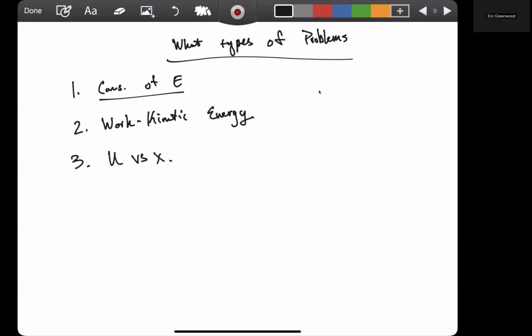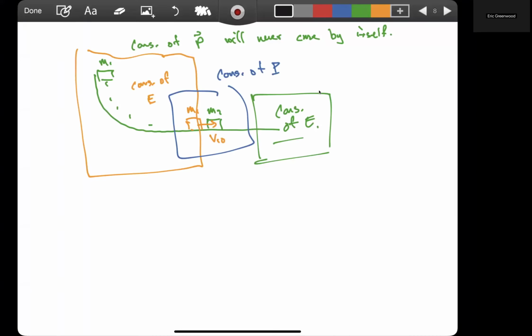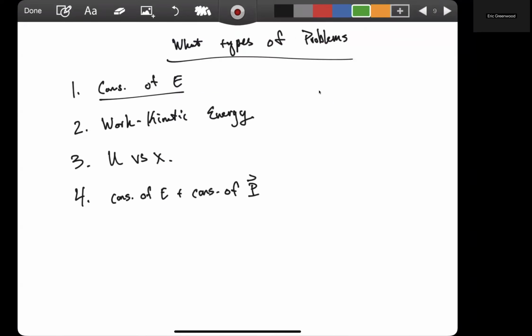And then the last one will be conservation of energy and conservation of momentum. So that goes back to this type of problem I'm talking about here. Say something happens where you have to use conservation of energy in this first part here. And then you'll have a collision, which means you'll have the second part. And then after that, you'll have conservation of energy again, which means you'll have some sort of third part here. So these are the four types of problems that you want to get ready for.